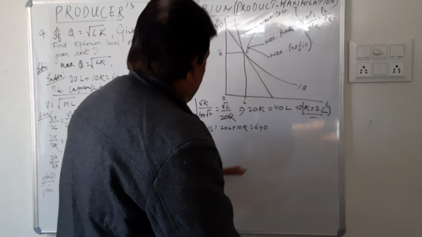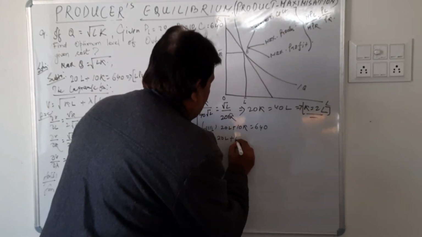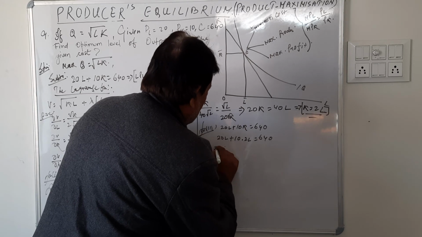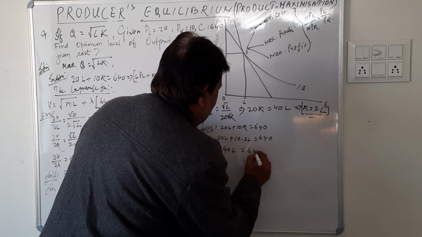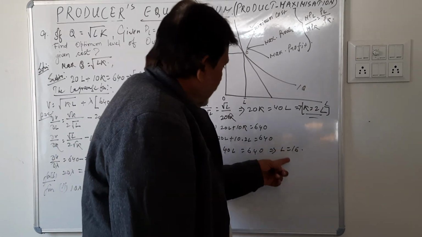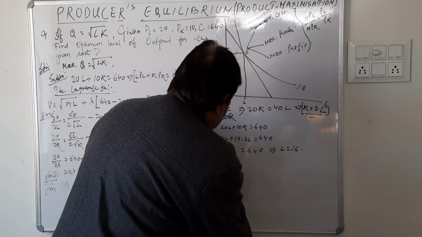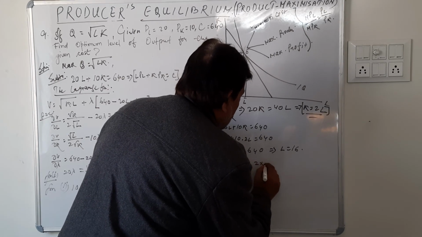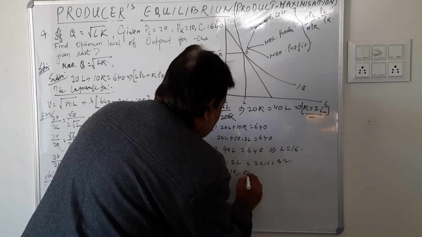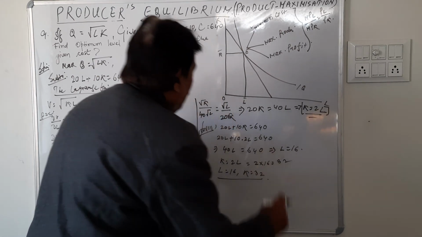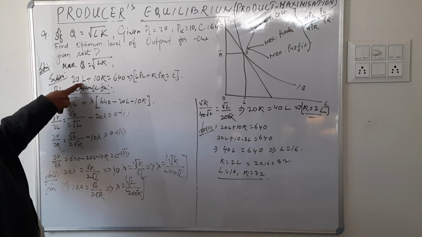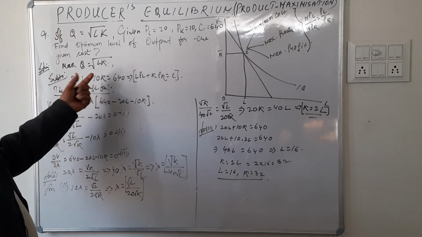Now we have to put the value of K. So it is 20L plus 10 into 2L is 640. So 40L is 640. So L is 16. We have got the value of L, and through this value we can get the value of K. Hence K is 2L, that is 2 into 16, so 32. Thus labor should be 16 and capital should be 32. This answer can also be checked through this constraint: 16 into 20 is 320, and 10 into 32 is 320, and the summation of 320 and 320 becomes 640.